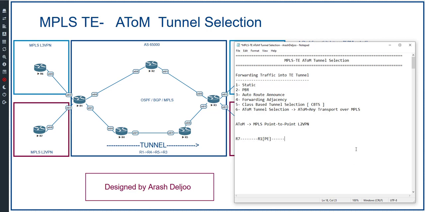R1 is connected to R4 from the bottom path, and R4 is a P router, and also R1 is connected to the other P router, R2, another provider core router. Also R4 is connected to router 5, another P router, and finally R5 is connected to the next PE router, router 3. And as you can see, R2 is also connected to R3. This is our service provider scenario.